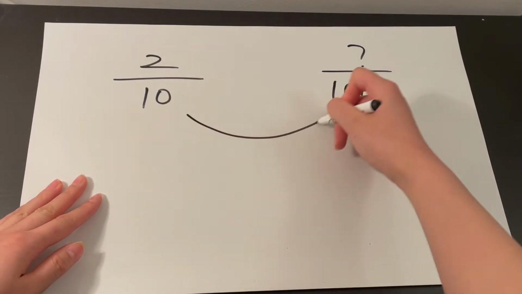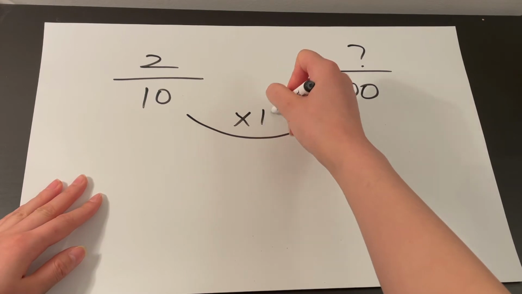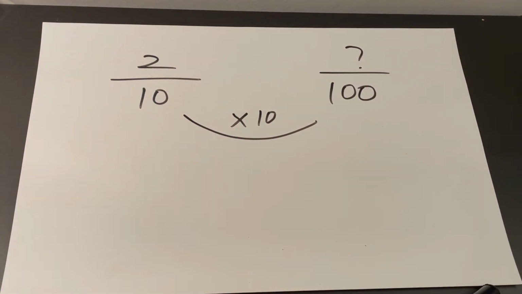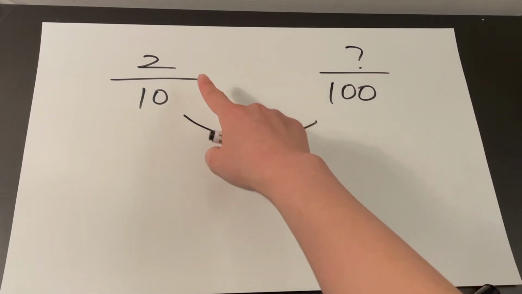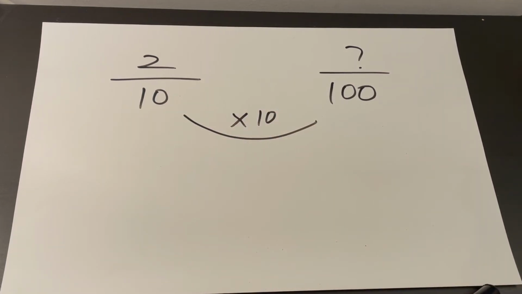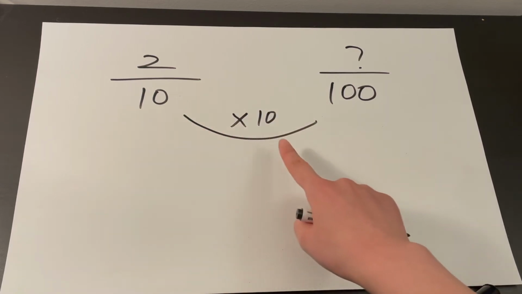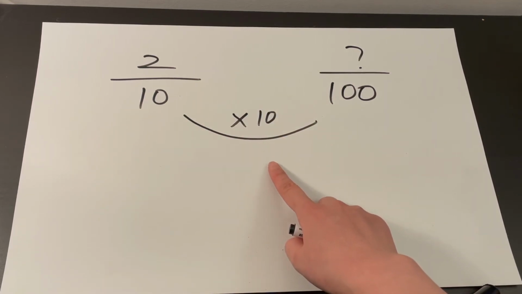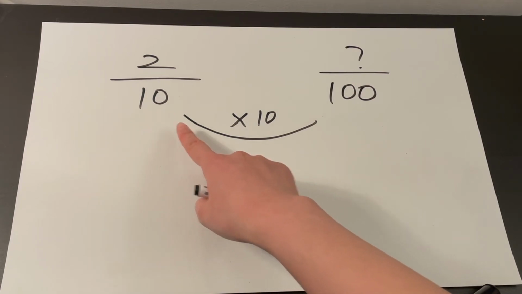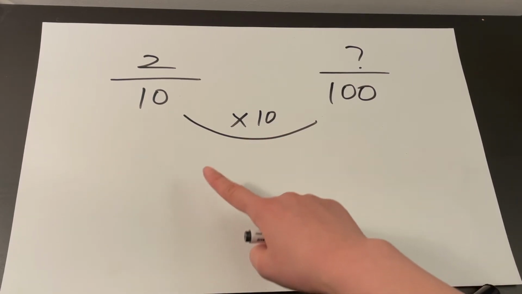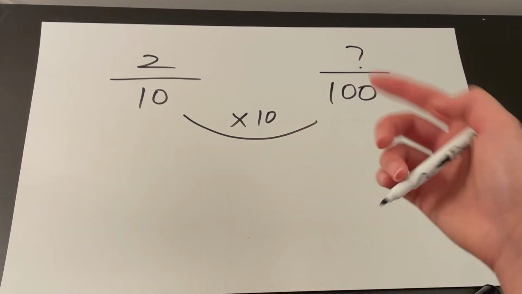Yes, 10 times 10 becomes 100. Okay, now let's look at our numerator. In order to keep our value the same, the numerator and denominator need to be multiplied by the same number. So our denominator times 10, so our numerator needs to times 10 too.